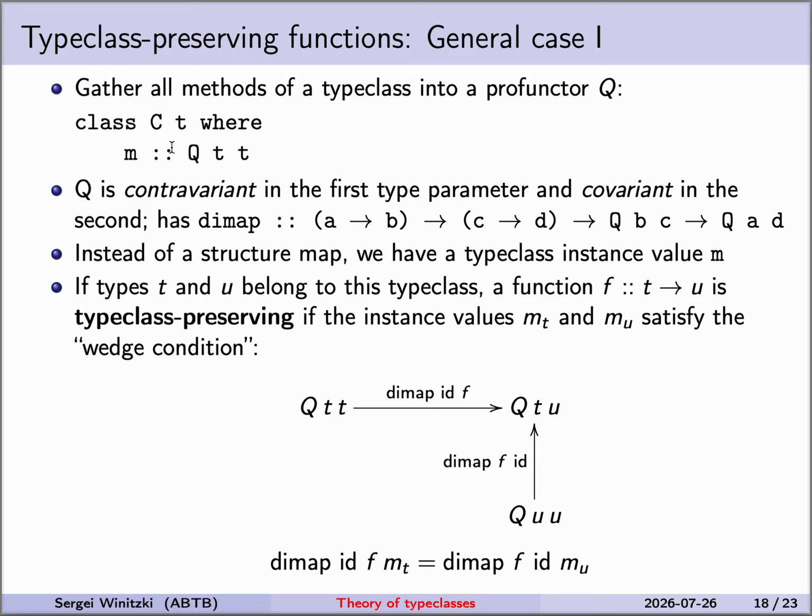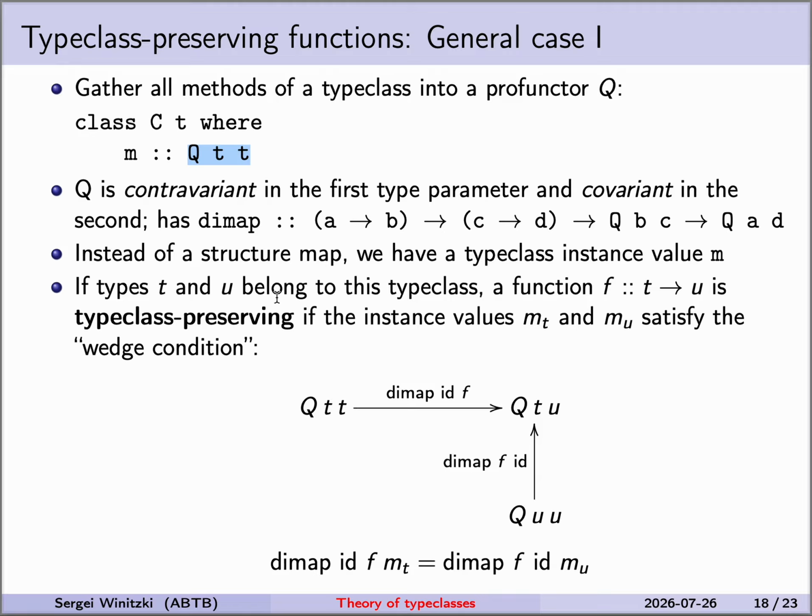So assuming that Q is such a profunctor with dimap which is known, now we deal with this type class. Suppose T and U belong to this type class. Now the structure map is no longer necessarily just a function, it's some value of this type. It doesn't have to be a function necessarily. It could be complicated.